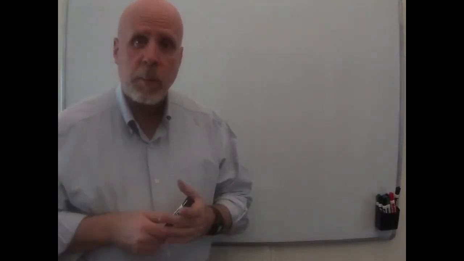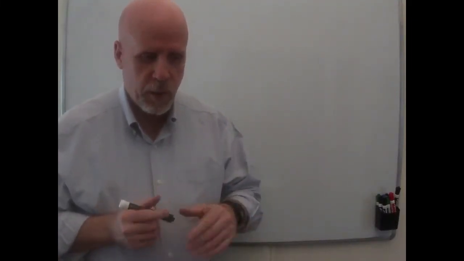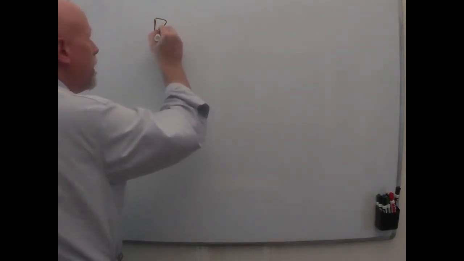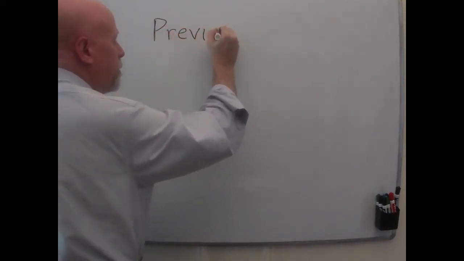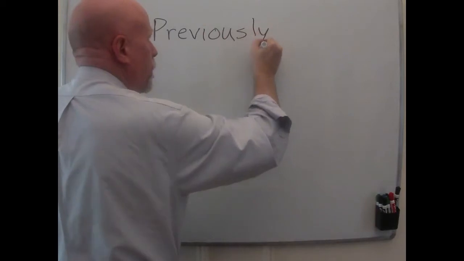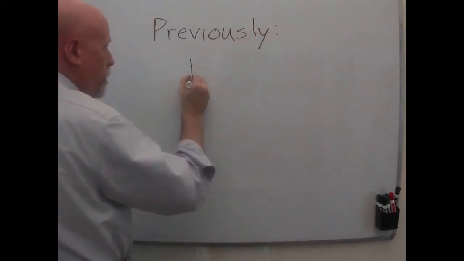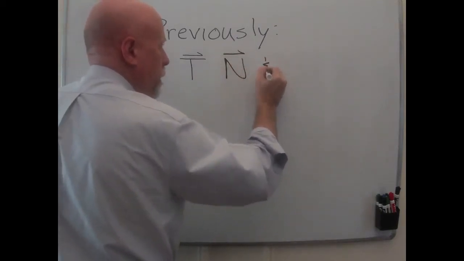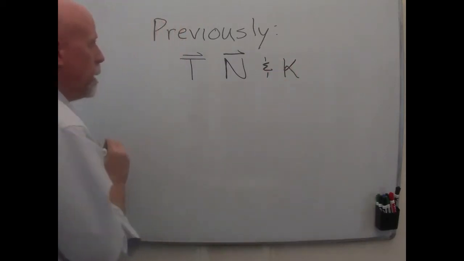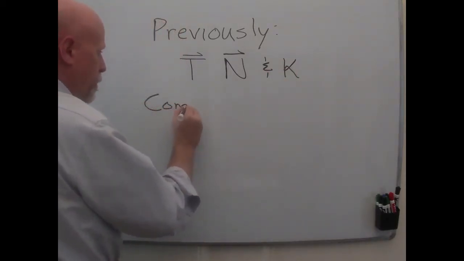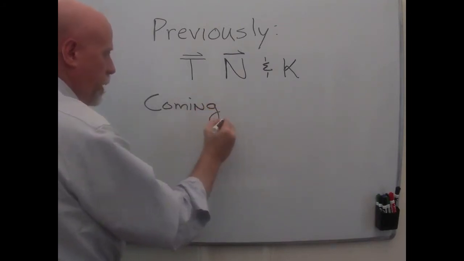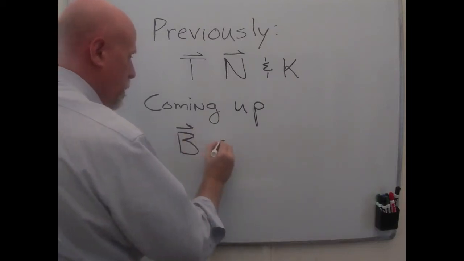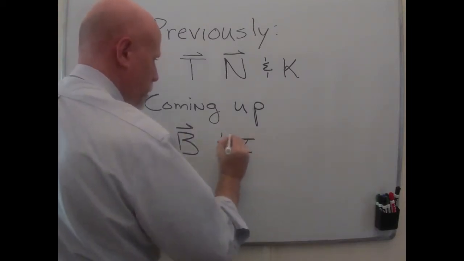Hi, this is going to be phase 2 of the coverage of section 14.5. What we've done previously is introduce the tangent vector, unit tangent, the principal normal vector, and the curvature. That is things we call T, N, and kappa. And coming up in this session, we're going to add two more things to that, which is the binormal vector, B, and the torsion, tau.